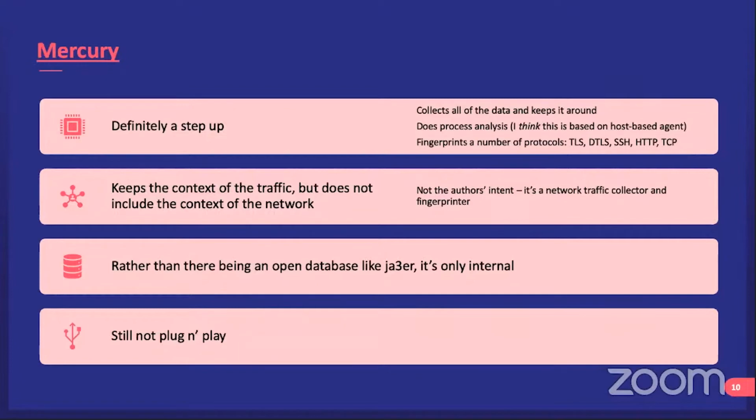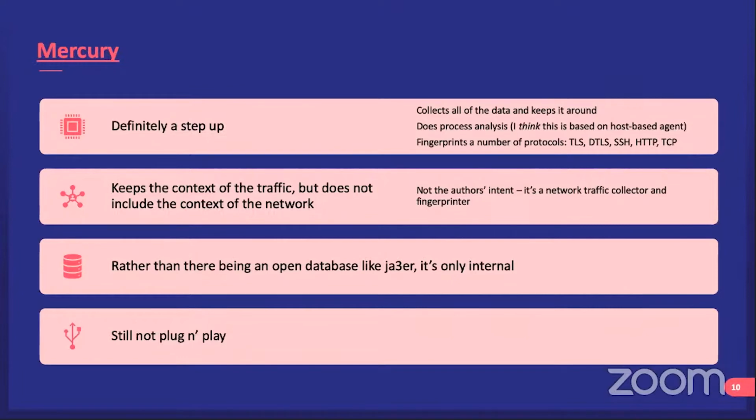And I think, I couldn't find this on the Mercury GitHub, but I believe I remember it from back when it was Joy, where they said that they were using some sort of host-based agent on the network that they were monitoring, and then cross-referencing the host-based information with the network so they could say, for sure, this is exactly this thing. And it also fingerprints a number of protocols, not just TLS, but DTLS, SSH, HTTP, TCP. It does more than just TLS, which is obviously different than JA3.